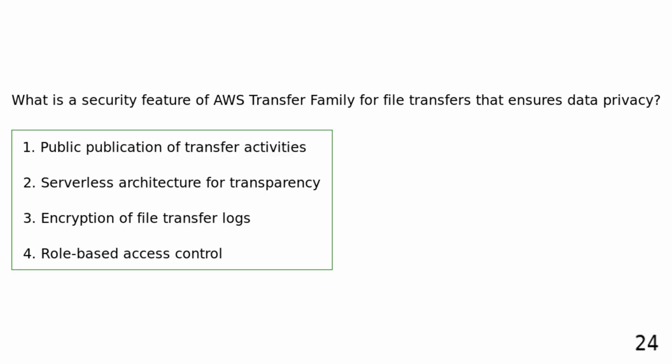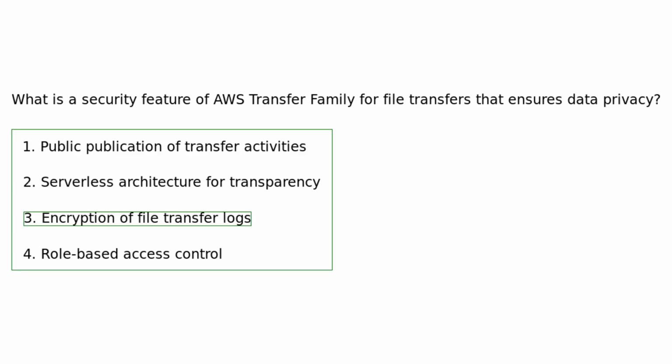What is a security feature of AWS Transfer Family for file transfers that ensures data privacy? Public publication of transfer activities. Serverless architecture for transparency. Encryption of file transfer logs. Role-based access control. A security feature of AWS Transfer Family is role-based access control that ensures data privacy and restricts access to files based on user roles and permissions.